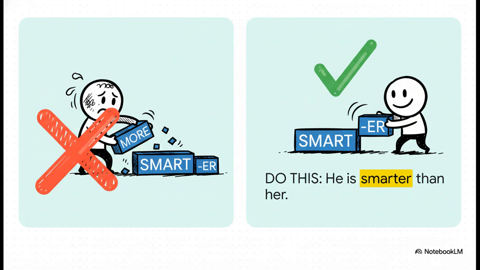All right, here is a mistake I hear all the time. It's called the double comparison. You can't use more and the ER ending together. It's one or the other. Since smart is a short word, all it needs is that ER. So it's just, he is smarter than her, period.